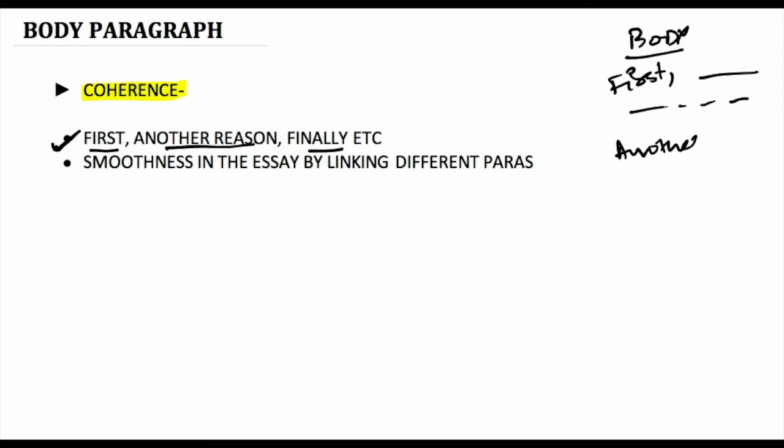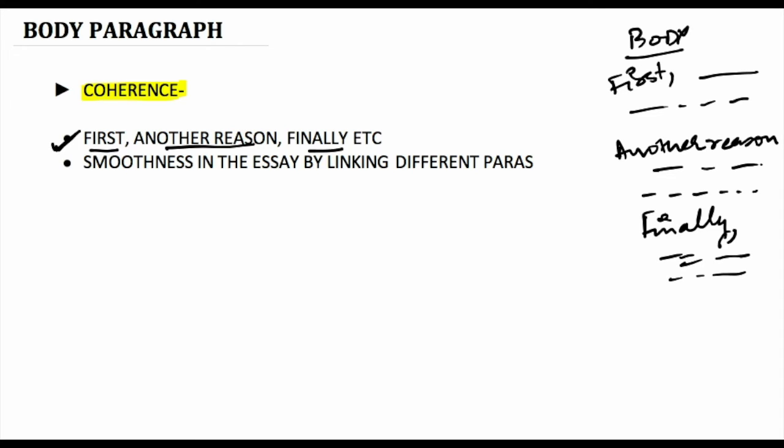Another reason for working on women empowerment, or for the mandatoriness of women empowerment, is this. Finally, women empowerment is not only an economic issue, it's also a moral and a human issue. So you're telling the reader that these are the different points that I'm making in the body. While you're changing the paragraph, you're also using words like first, another reason, finally, or simply firstly, secondly, thirdly, and this makes it easier for the reader to link different parts of the body. This is how you do it. Smoothness in the essay by linking different paragraphs. So the objective, as I said, of coherence is to make the essay smooth by linking different paragraphs.